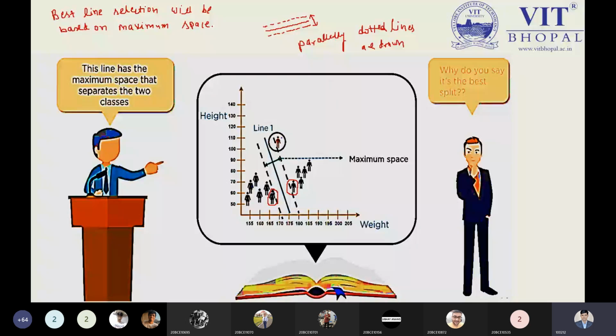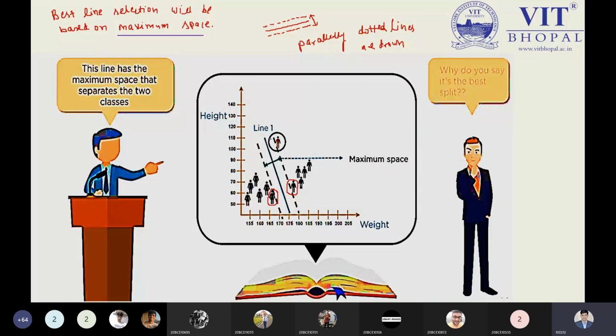Okay, good. So now from this selected slide, we can easily say baseline selection will be based on the maximum space. And what is the maximum space? And how can we identify it? From the graph, you can easily say the line has the maximum space that separates the two classes. Here classes means what? One class belongs to the male and the other class belongs to the female. You can see the partially dotted lines are drawn. Here, this is a dotted line.